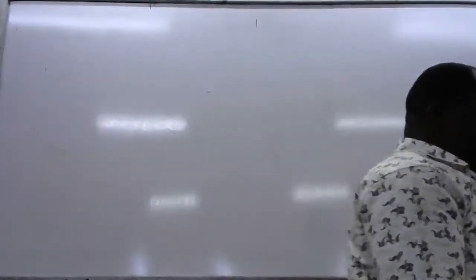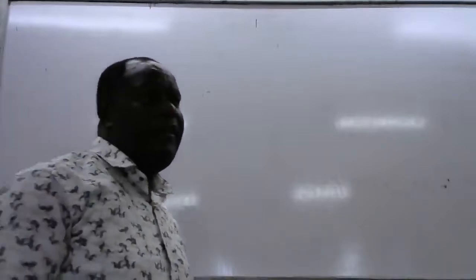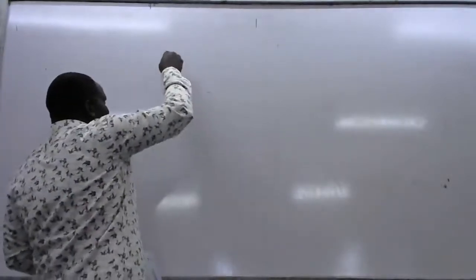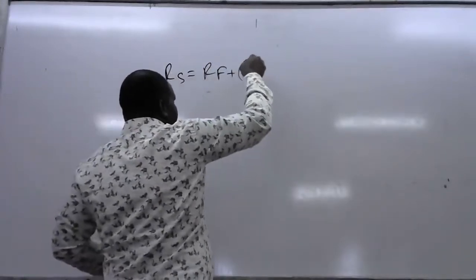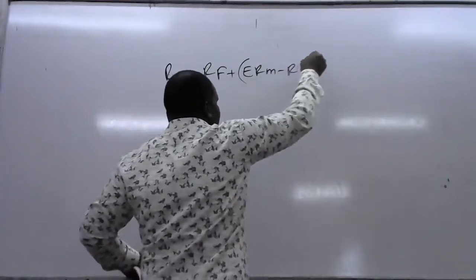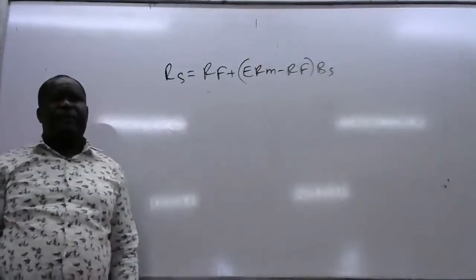So that's the Roman numeral one. We now go to Roman numeral two. After interpretation, they also ask that using the capital asset pricing model, compute the expected return for share A, B, and C. To get the return for the share, it will be the risk-free rate plus the expected return for the market minus the risk-free rate, multiplied by the beta factor of the security.